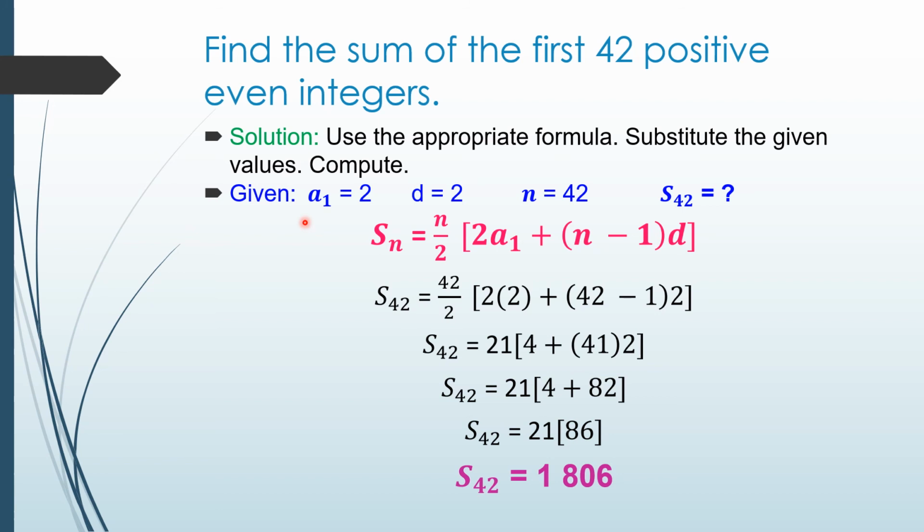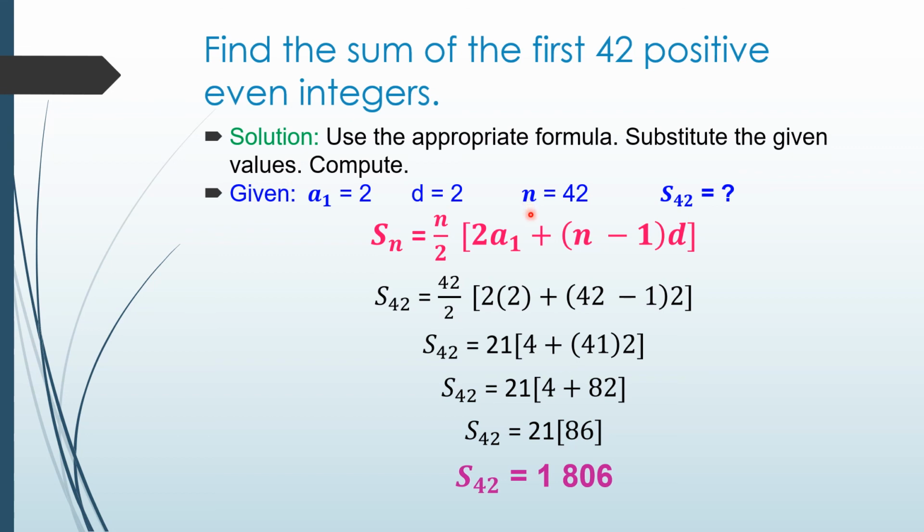What are the given? For the first term, we have 2. Bakit 2? Kasi ang sabi sa tanong, first 42 positive even integers. At ang unang even integer ay magsisimula sa 2. Kasi we will have the arithmetic sequence 2, 4, 6, 8, 10, so on and so forth. Now, bakit naman ang common difference ay equal sa 2? Kasi lahat ng even integers ay dinadagdagan lang lamang ng 2.